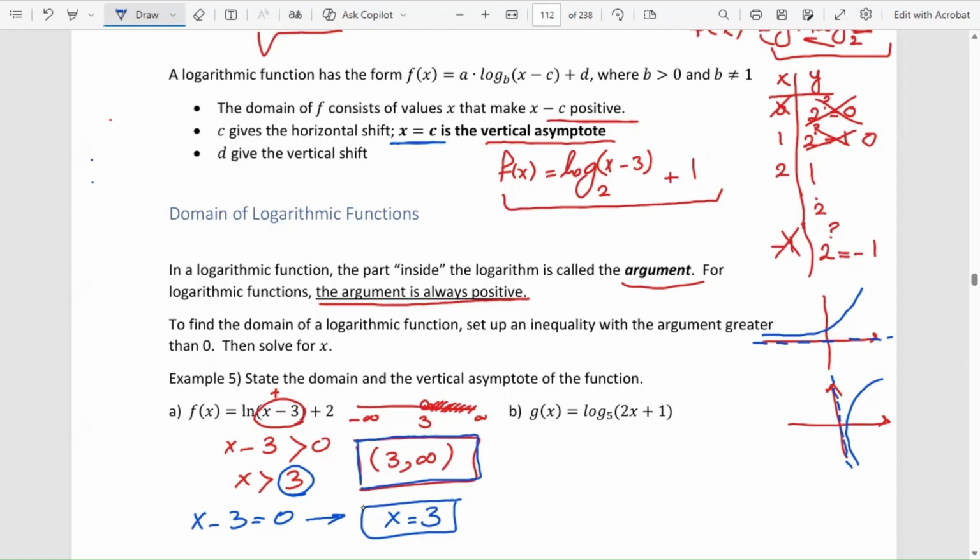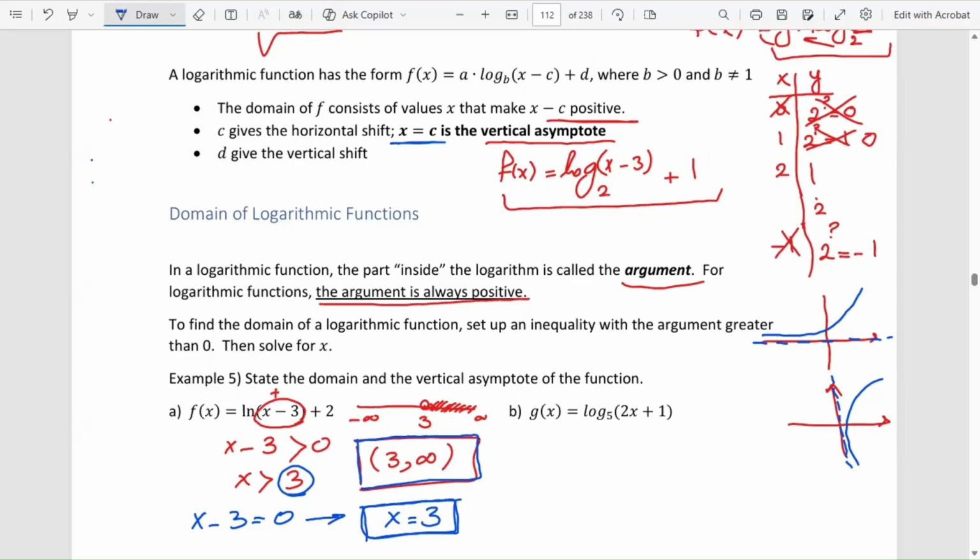And don't forget, when you're writing domain, you have to show the interval notation. But when you're writing the equation of the asymptote, you have to write an equation, x equals something or y equals something, which makes it an equation. Don't just leave a number and say, okay, asymptote is 3. No, asymptote is a line.